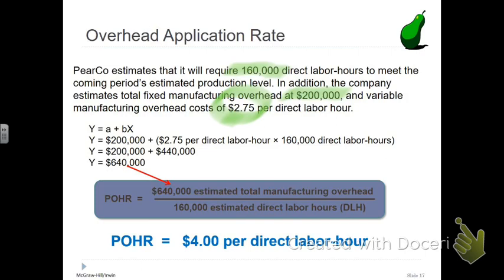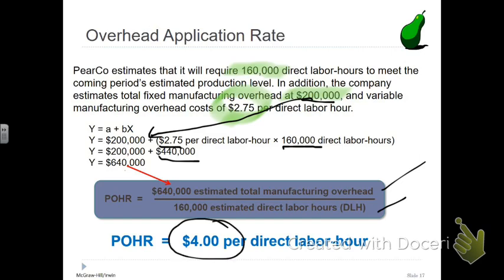So notice what they're going to do. They're going to take the 200 grand, add that to 2.75 times the number of direct hours they're working, and that's 440 grand. Take the two of those together, and that's 640 grand on my estimated manufacturing overhead. Divide it by 160,000, which are my direct labor hours, and I get a rate of $4 per direct labor hour.